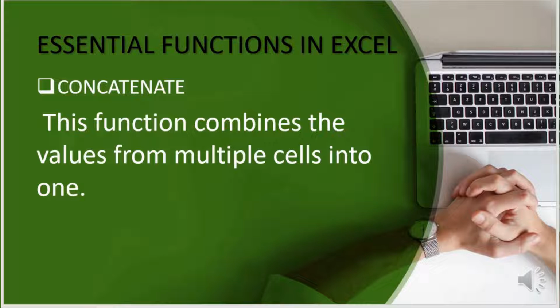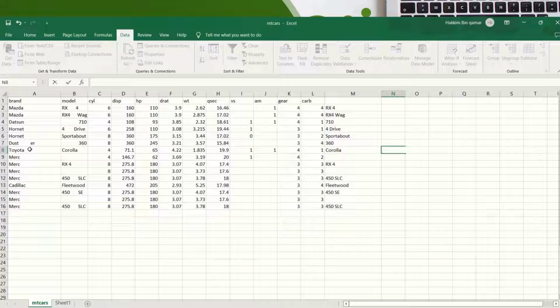The next function is CONCATENATE. This function combines the values from multiple cells into one, which means we can combine the values of different cells into a single cell. Here we are going to concatenate two different cells, that is Toyota and Corolla. For that, select a blank cell and write equal CONCATENATE, and then open a bracket and write the cells in which Corolla and Toyota appear. That is, Toyota is in A8 and Corolla is in B8.